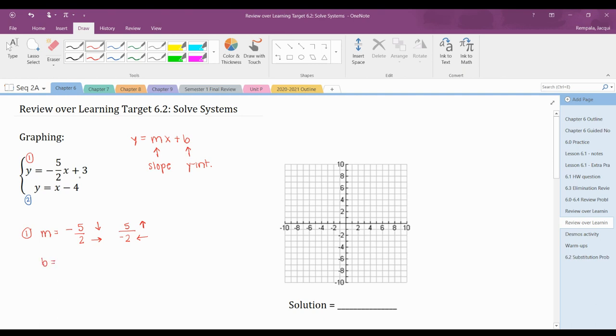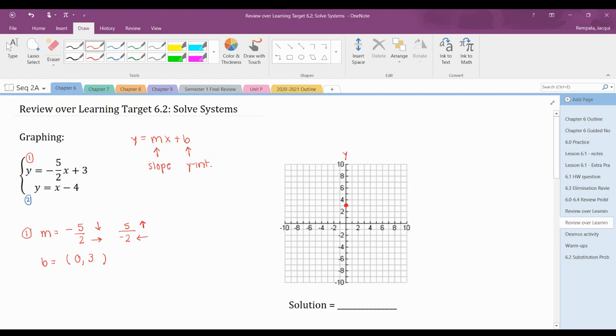The y-intercept is the number that is not connected. I like to write it as an ordered pair. Remember, 0, comma, and in this case, it's a +3. So it's important to have that point because that's where we're going to start. So I'm going to graph this line. So 0, 3. Well, remember the y-axis is this vertical line. So 0, 3 is up here.